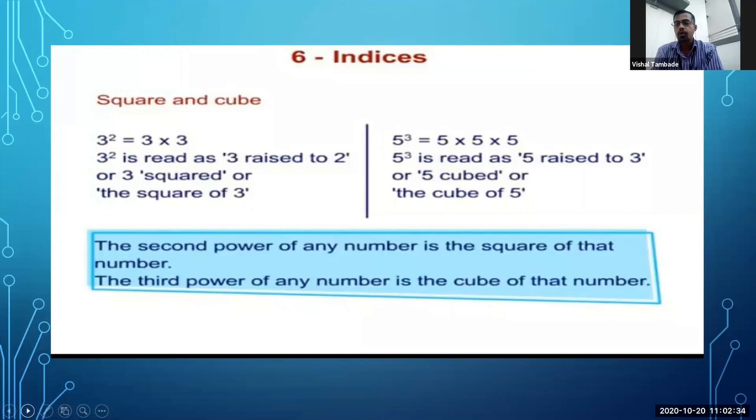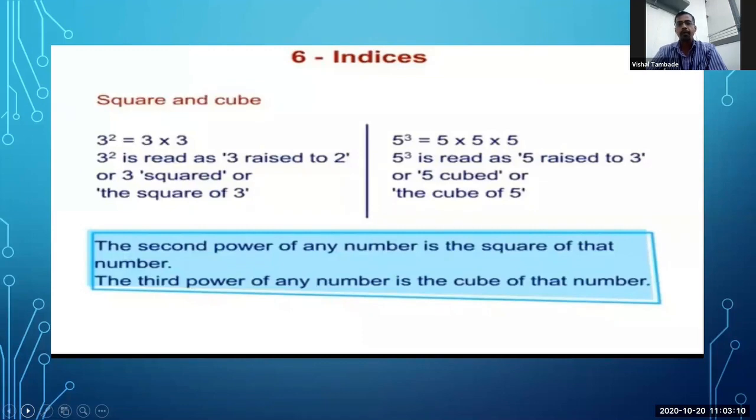Now about cube. 5 raised to the power 3. Here, what is the multiplication form of 5 raised to the power 3? Our power is 3. That's why it's a cube number. 5 multiplied by 5 multiplied by 5. This is the multiplication form. 5 raised to the power 3 is read as 5 raised to 3. Then again, 5 cube or the cube of 5. If any number has a power 3, we read it like that.